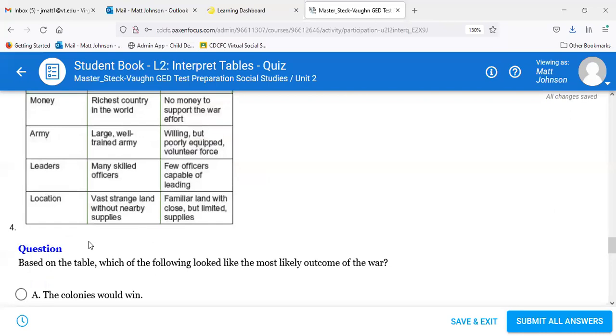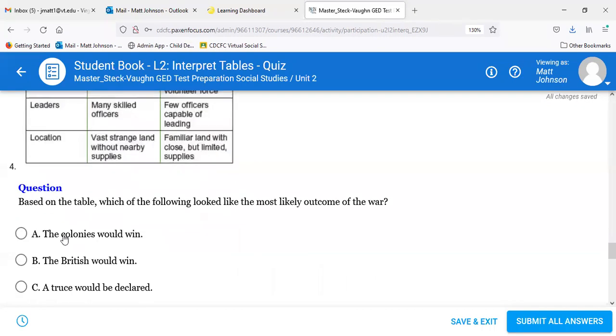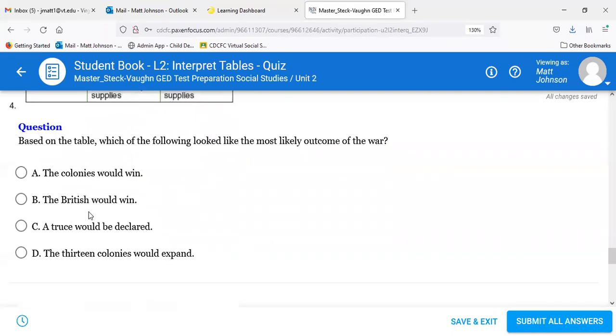Okay, so based on the table then, which of the following look like the most likely outcome of the war? A, the colonies would win. B, the British would win. C, a truce would be declared. Or D, the 13 colonies would expand. B, right? So it did look like the British would win.